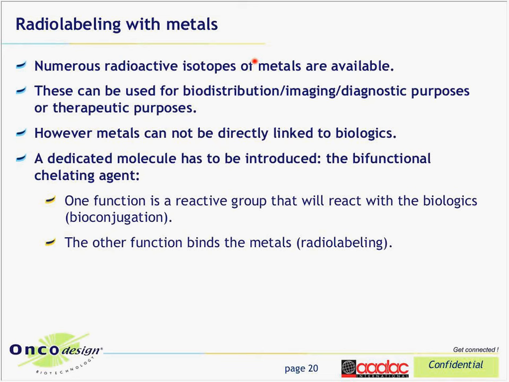However, using metals, you can't directly link them to the molecule to be used. You have to use a dedicated molecule, which is called a bifunctional chelating agent. One function is a reactive group that reacts with the biologic, and this reaction is called conjugation or bioconjugation. The other function binds the metal during what's called the radiolabeling process.